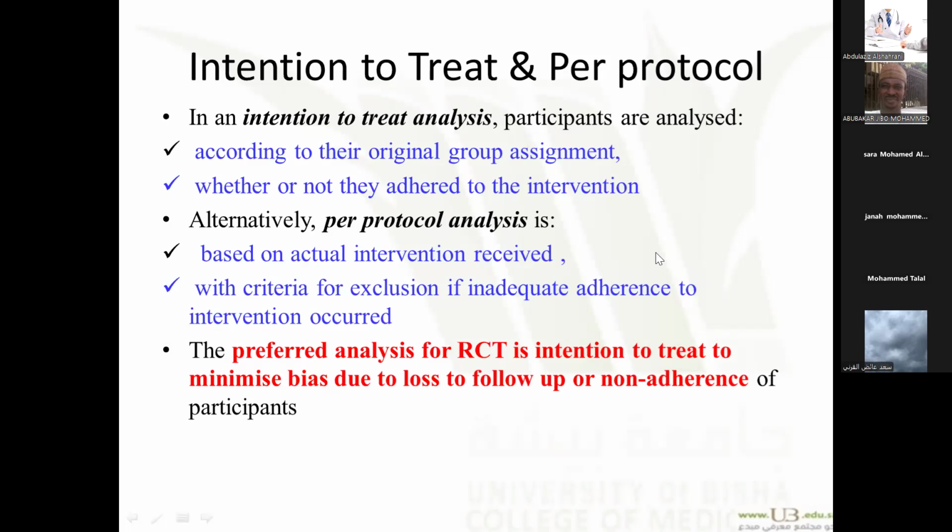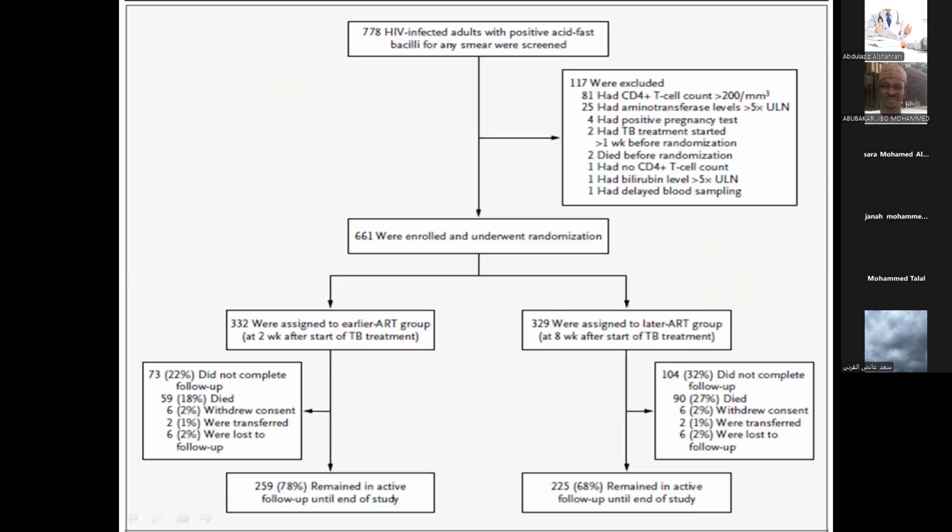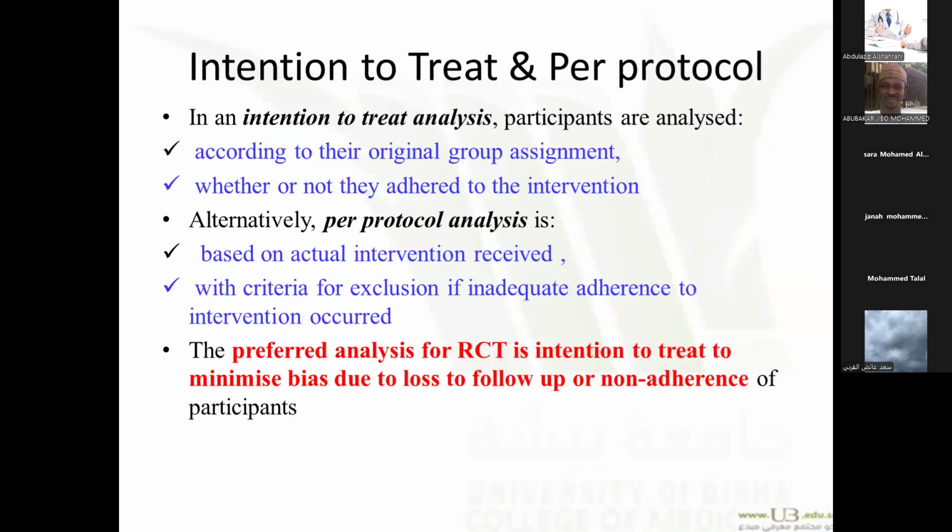Okay. Now, the third one is the one I mentioned: intention to treat versus per protocol. So in an intention to treat analysis, you look at the respondents according to their original group of assignment. Are they to receive the intervention or not? Have they adhered to the intervention or not?